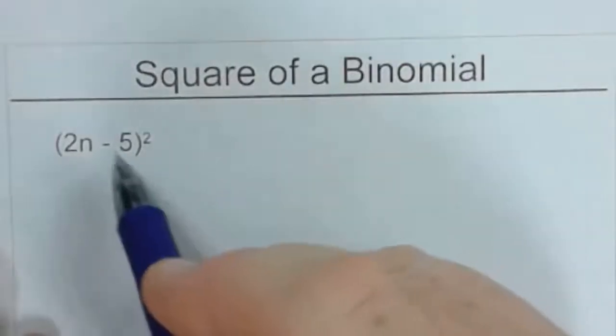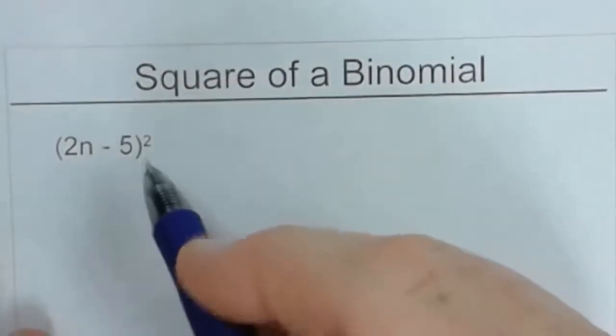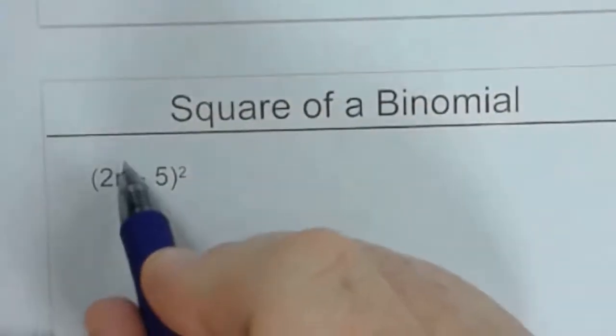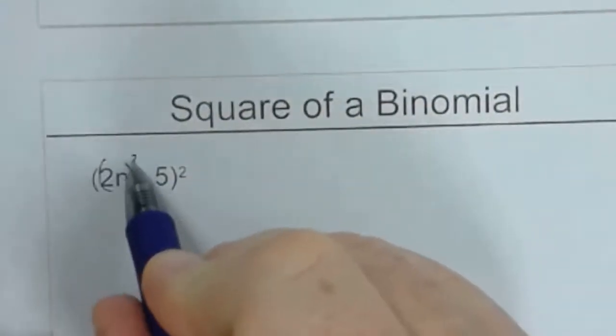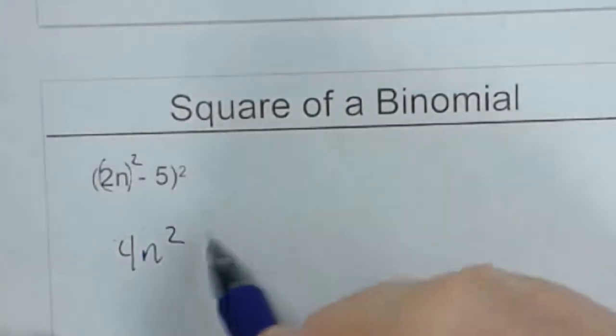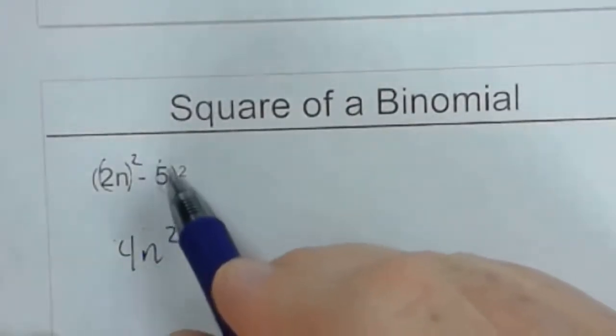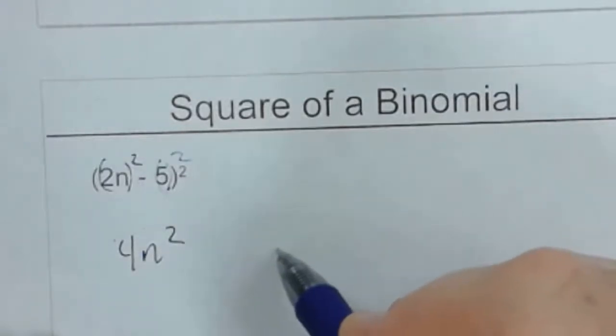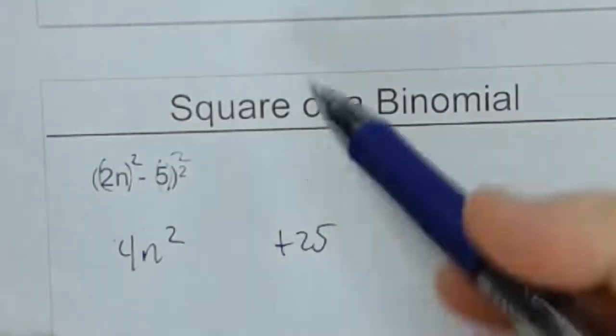Here's another one with a minus in it, and the only difference between the plus and the minus is this first number right here will end up being a minus. So we're going to take this first one right here, square it, and that's going to give us 4n squared. We're going to take this last one here and square it, and that's going to give us a plus 25, and that's expected because those are the same two numbers we had up here.